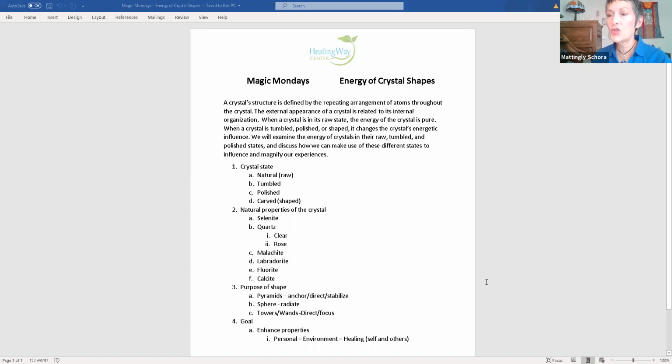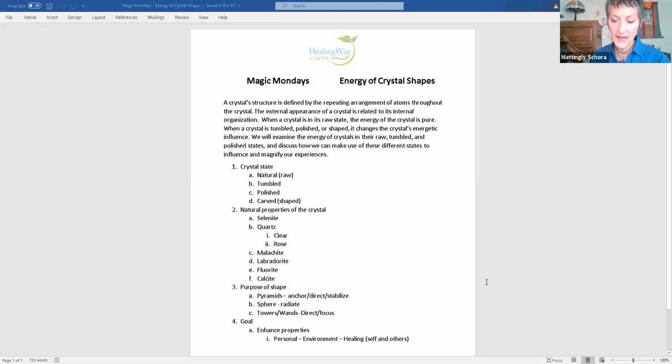A crystalline structure is defined by the repeating arrangement of the atoms throughout the actual crystal. That's why we have so many different shapes and sizes of crystals. The external appearance of the crystal is related to its internal organization. So this is why they have different characteristics. When a crystal's in its raw state or natural, the energy of the crystal is pure. When a crystal is tumbled, polished, or shaped, it changes its energetic influence.